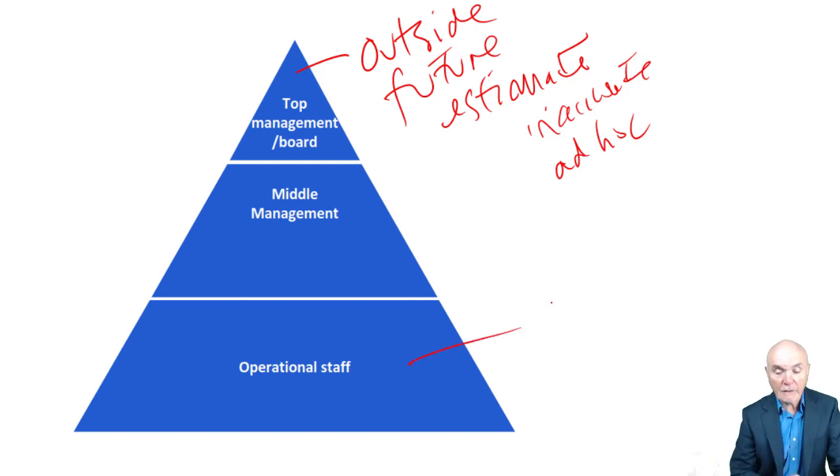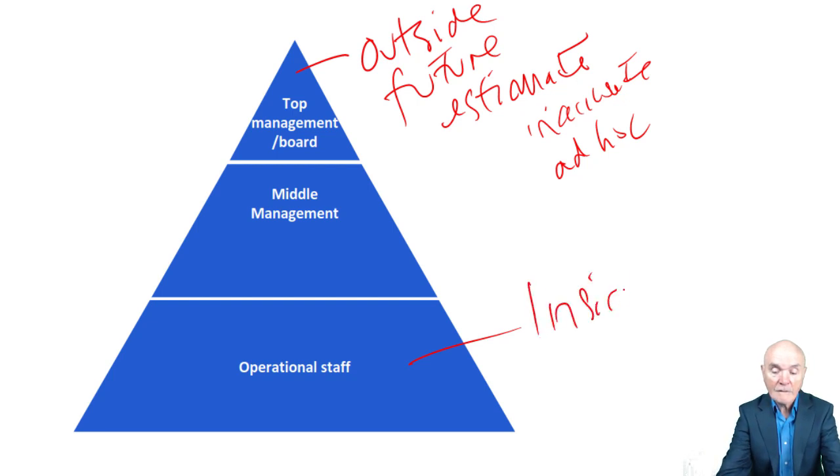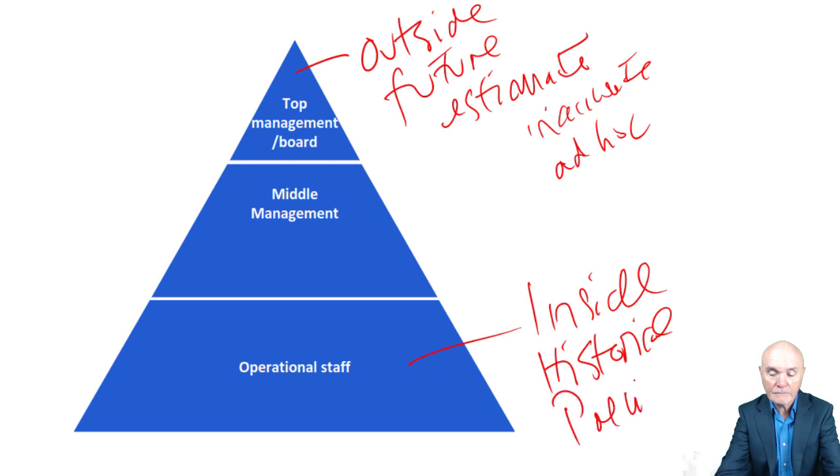At the bottom, it's quite different. Operational staff, coming back to this idea, are doing the debits and credits. It's almost entirely inside. They are recording transactions which have taken place. It's very often historical. It's not an estimate, it is precise. And it's often very routine.